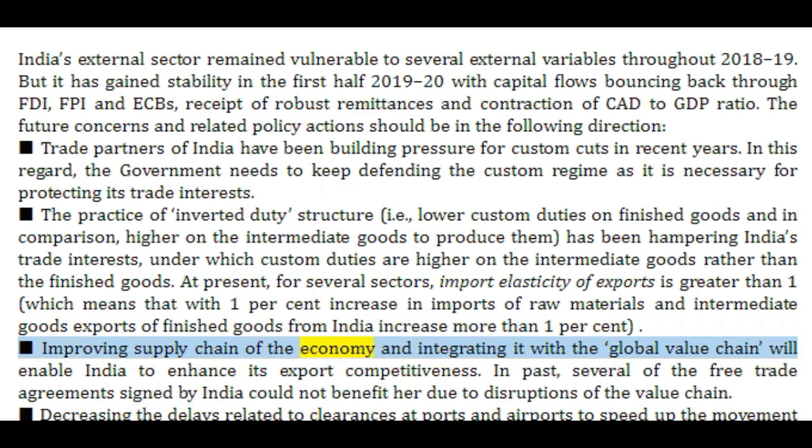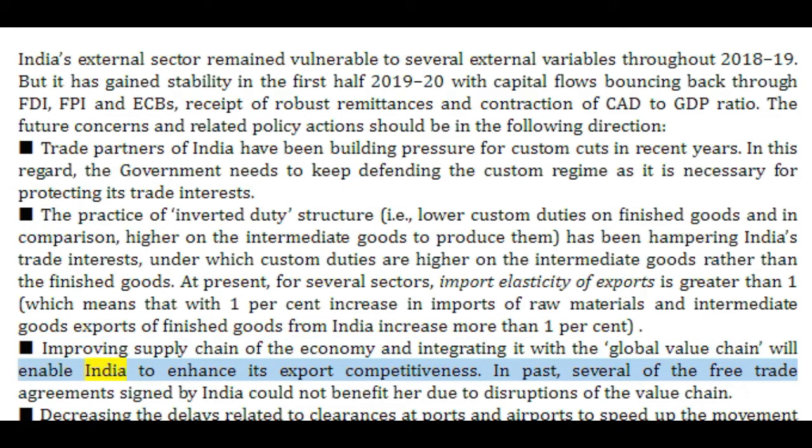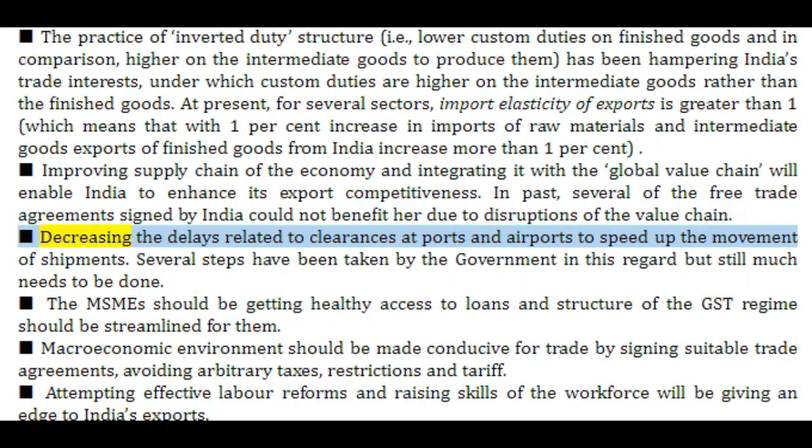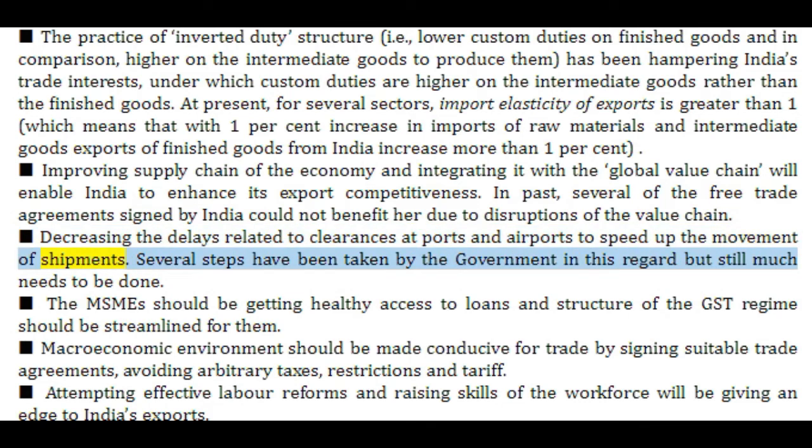Improving the supply chain of the economy and integrating it with the global value chain will enable India to enhance its export competitiveness. In the past, several of the free trade agreements signed by India could not benefit her due to disruptions of the value chain. Decreasing the delays related to clearances at ports and airports will speed up the movement of shipments. Several steps have been taken by the government in this regard, but still much needs to be done.